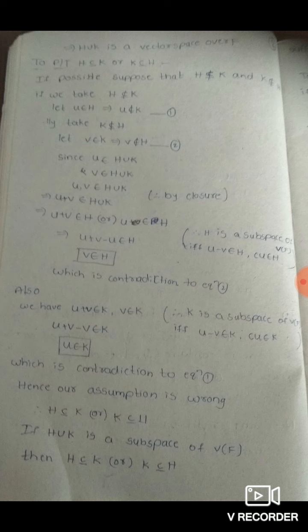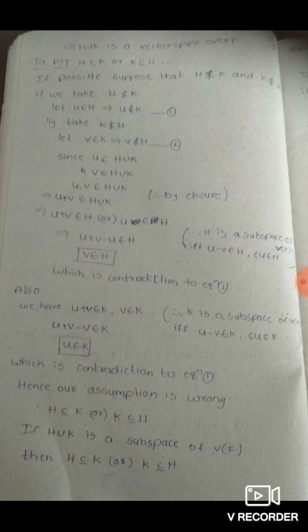Okay. Take u plus v belongs to h and u belongs to h. Since h is a subspace of v of f, by the subspace property, u plus v minus u belongs to h. The u gets cancelled, so v belongs to h, which contradicts equation 2. What is that? v does not belong to h. But in this place v belongs to h, so our assumption is wrong, a contradiction.